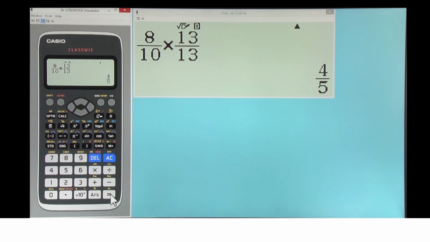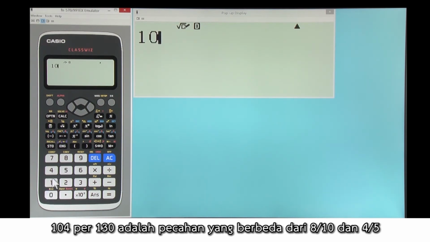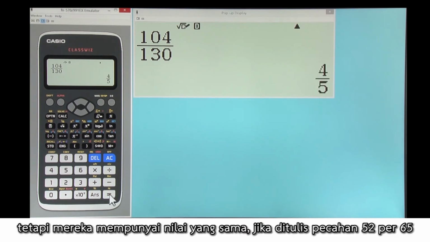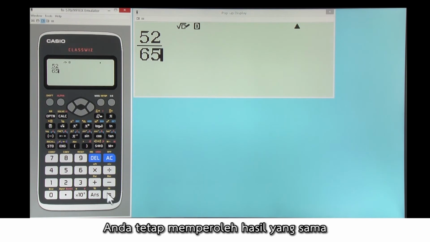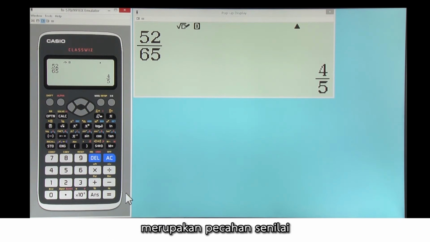We could think of this fraction as 104, which is 8 times 13, over 130. 104 over 130. It's a very different fraction from 8/10 and a very different fraction from 4/5, but it gives the same result. Similarly, if we were to have the fraction 52 over 65, we still get the same result. So students can see that many fractions are the same number.